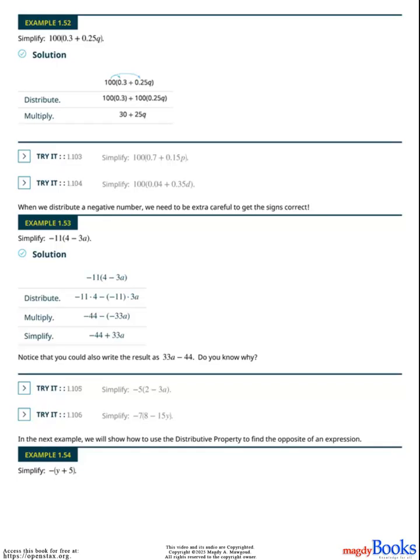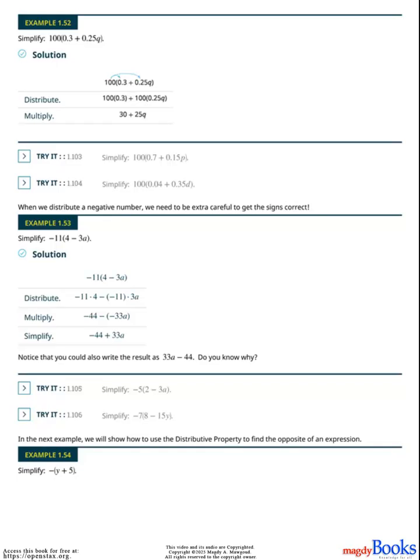Notice that you could also write the result as 33a minus 44. Do you know why? Try it 1.105. Simplify negative 5 times (2 minus 3a). Try it 1.106. Simplify negative 7 times (8 minus 15y).